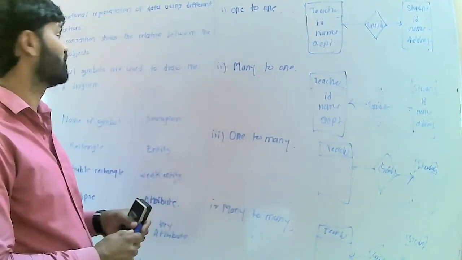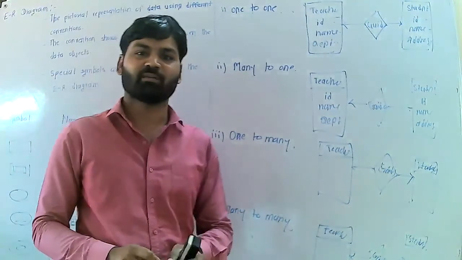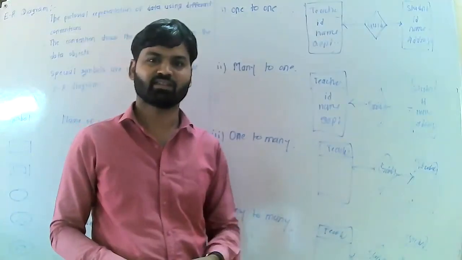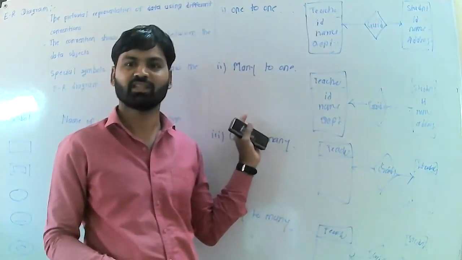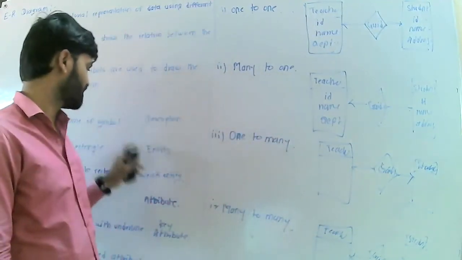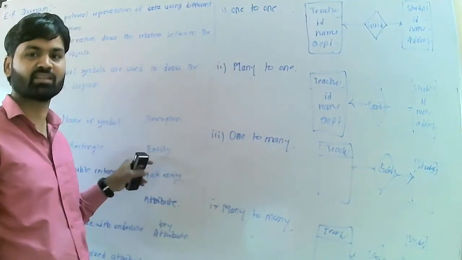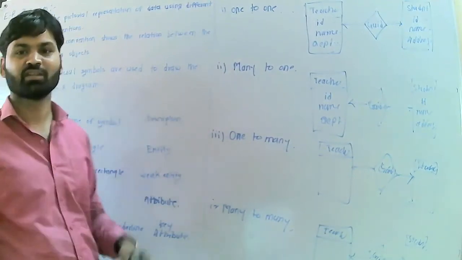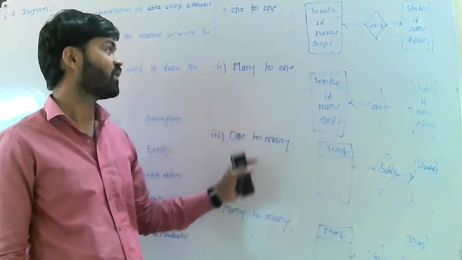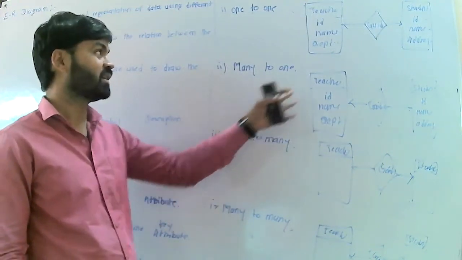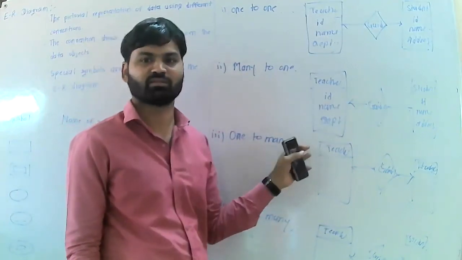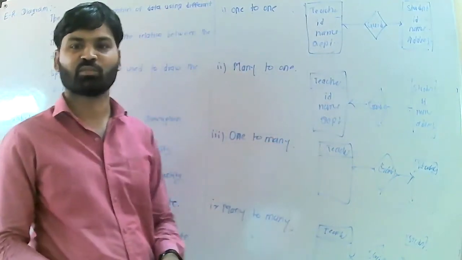So we will see an actual real example in the next lecture. So today we stop here. This is all about the ER diagram, the different special symbols used in your ER diagram, and all these cardinalities which are represented by using different special symbols. So we stop here.